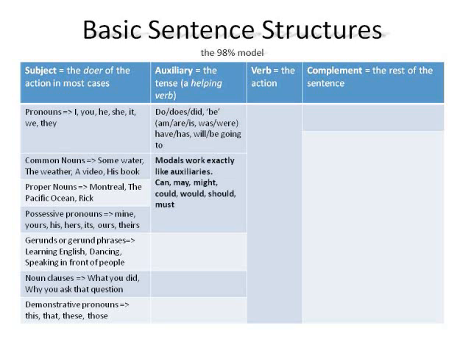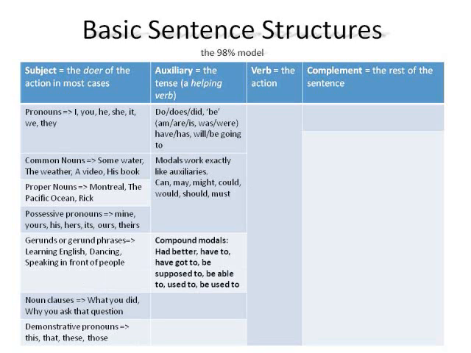We could also use modals. Modals function like auxiliaries also. And modals can be things like can, may, might, could, would, should, must. We can also use compound modals, a combination of words to indicate a modal tense, and that would be stuff like had better, have to, have got to, be supposed to, be able to, used to, and be used to, for example.